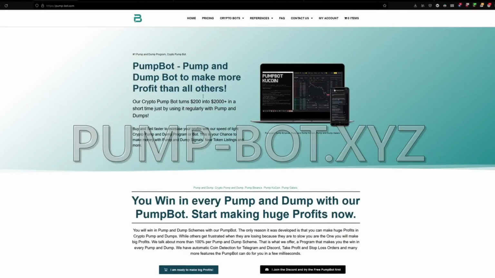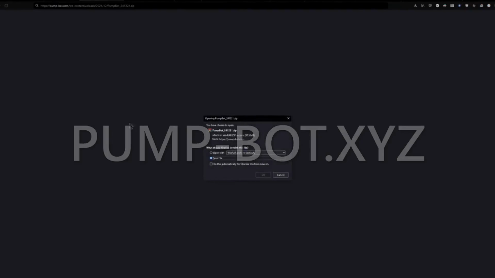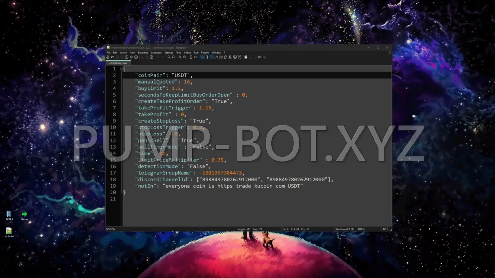If you don't have PumpBot, please visit our website where you can find a link where you can download the latest version of the PumpBot. Click on the link and you will be redirected to the download site where it should start downloading automatically. Once you extract the files, proceed to set up your license and keys to your account on the exchange you use. Now let's proceed to PumpBot settings.